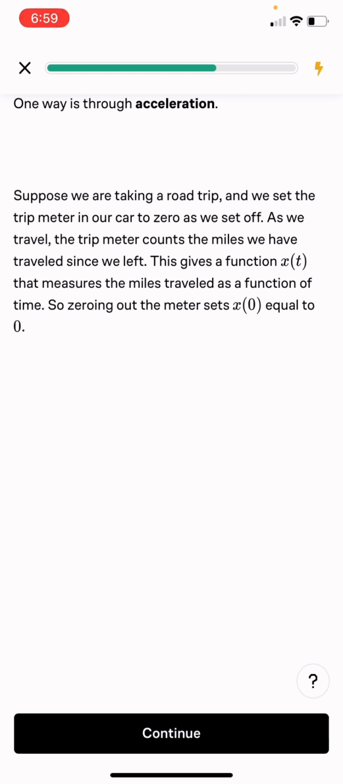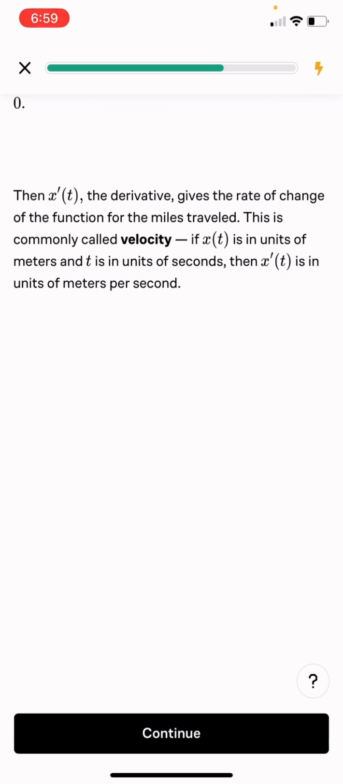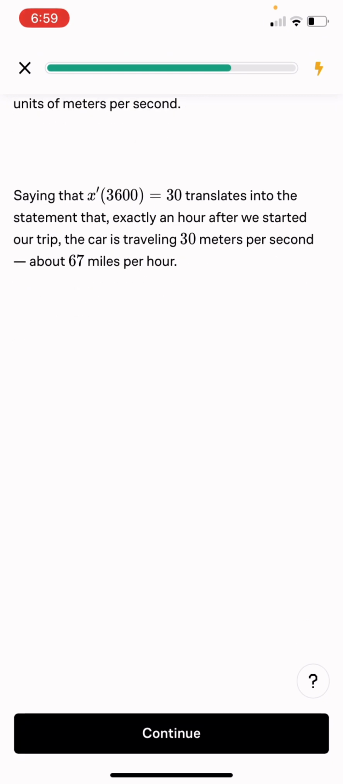Say that f prime of 3,600 seconds equals 30 translates into the statement that exactly an hour after we start our trip, the car is traveling 30 meters per second, about 67 miles per hour. But x prime of t generally changes as time passes. At different times in our trip, we travel faster or slower.